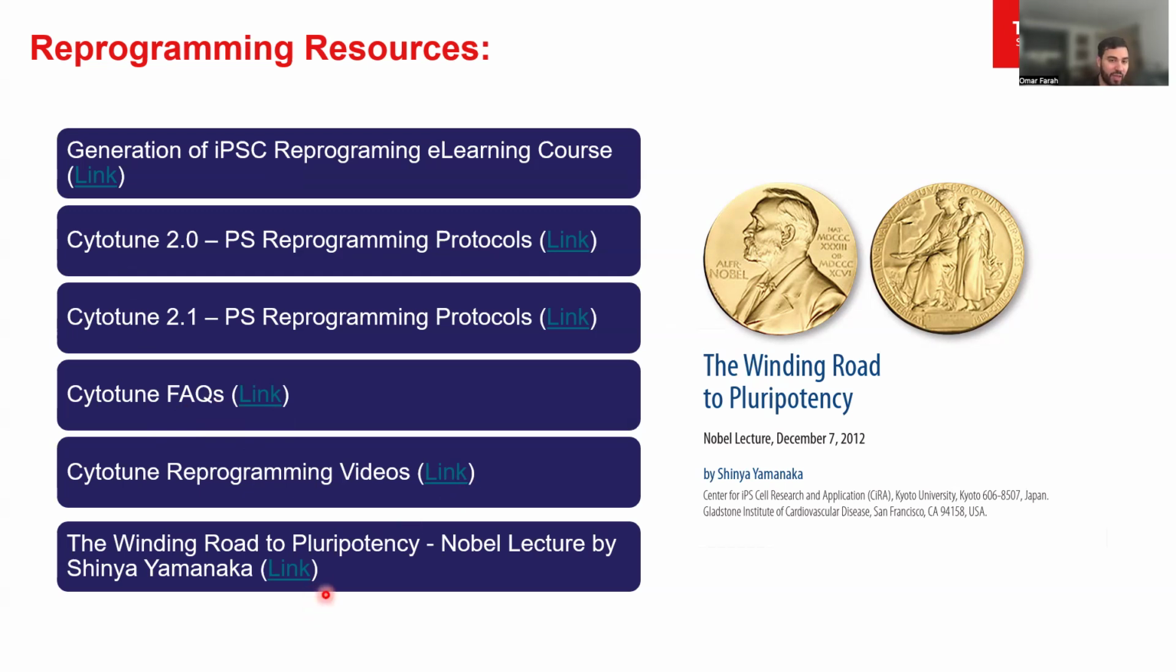And if you haven't read it, this is a link to Shinya's Nobel acceptance speech, The Winding Road to Pluripotency, which is honestly a really good read. It gives you an idea of the thought process and how they came about this monumental discovery of basically reversing back time for our cells, taking them from a fully differentiated somatic cell type and turning them back to cells that resemble cells in our embryonic states. Fascinating. But like I said, if you haven't read it, give it a read. It's a really, really interesting speech as well.